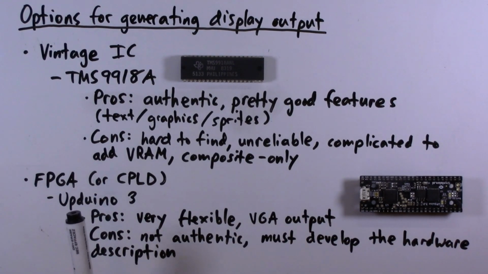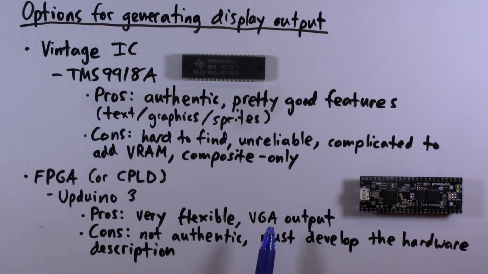Another popular approach for adding a display to a home-built system is to use a programmable logic device such as an FPGA or CPLD and have that generate the display output. And there are a couple of really significant advantages to using this approach. It's very flexible. Because we are actually creating a hardware description, we have total flexibility in terms of how we actually generate the display output. That means we can generate signals for a modern display standard such as VGA, meaning we could use any VGA monitor as the display device for the system.